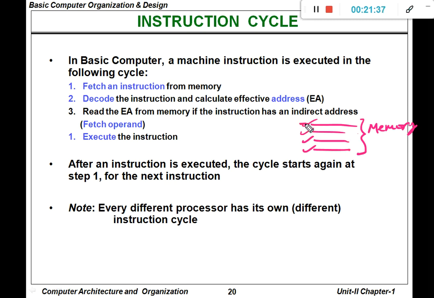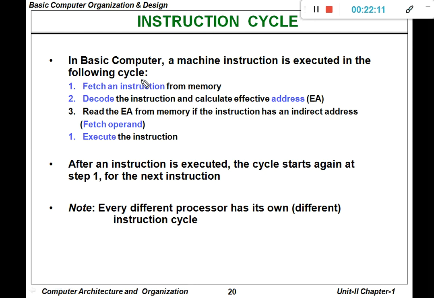So this is the basic starting address of the instruction. Always the starting address of the instruction is represented by PC, program counter. Initially the program counter will have the address of the starting instruction. After fetching the first instruction, the address will be incremented. PC will be incremented with PC plus 1. So like that the operation is carried out.